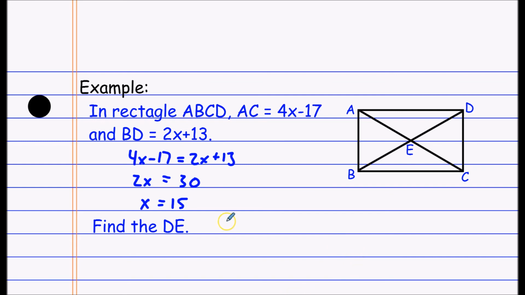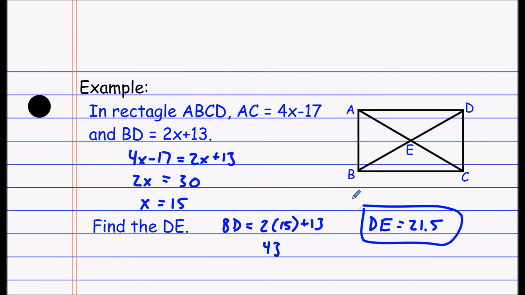Maybe I'll look at the measure of BD. If I plug that 15 back in for x in BD, I get 30 plus 13. I'm plugging the 15 in here. So it's 30 plus 13, which is 43. Well, that's the length of BD, but I still know that this thing is a parallelogram, which means the diagonals bisect each other. So DE has to be half of that, so it's going to be 21.5.